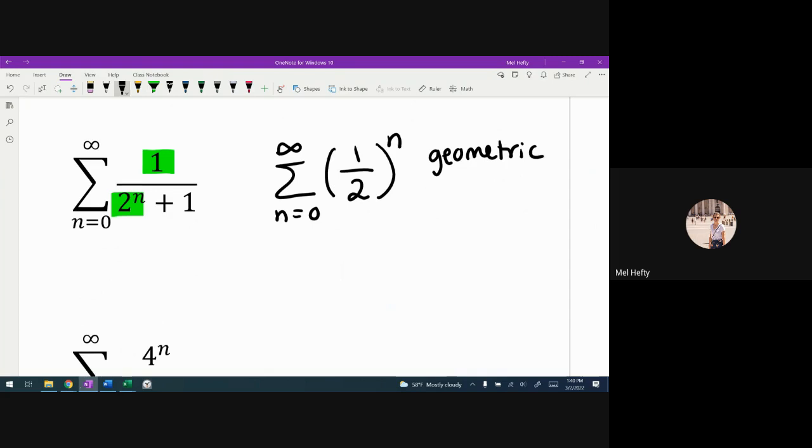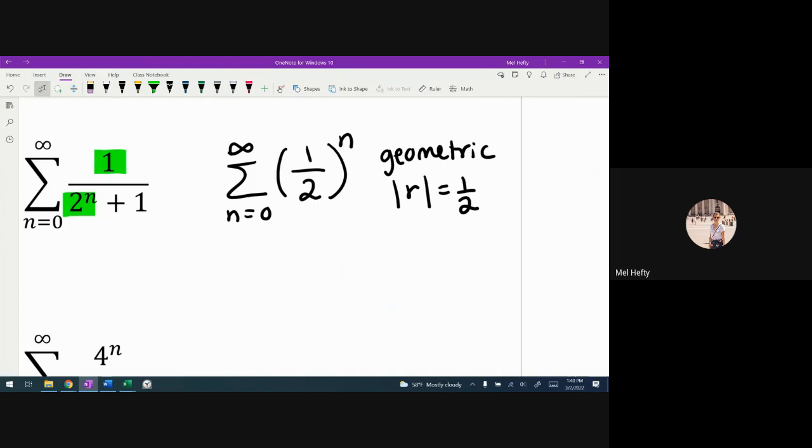We were just talking about R. What is R? R is 1/2. Absolute value is 1/2. Why do I care? Less than 1. Converge or diverge? Converge. We're going to get a lot of practice with these today with the P series and geometric. Usually we're going to compare to those.